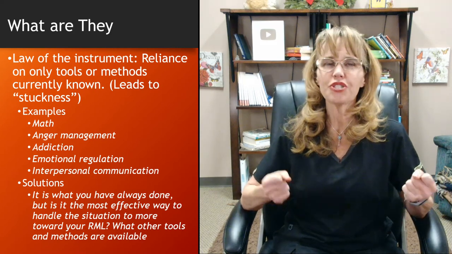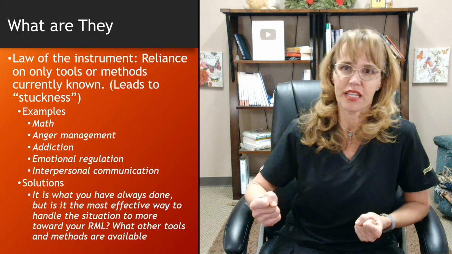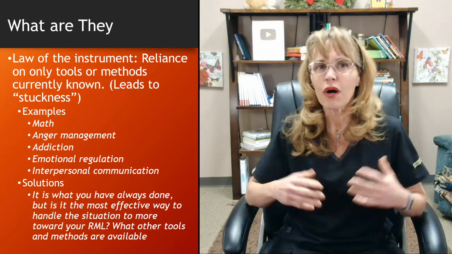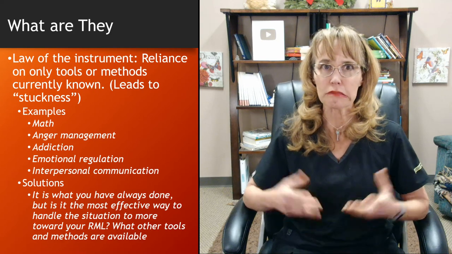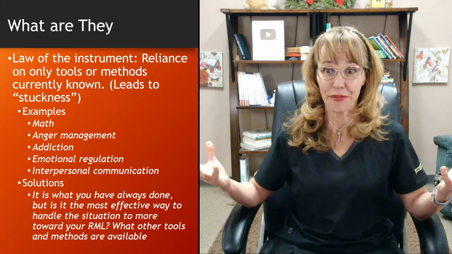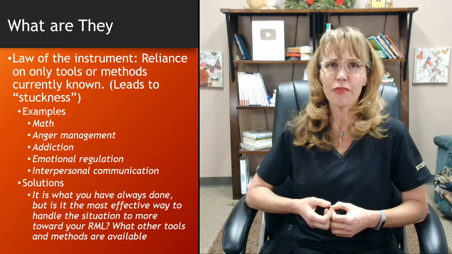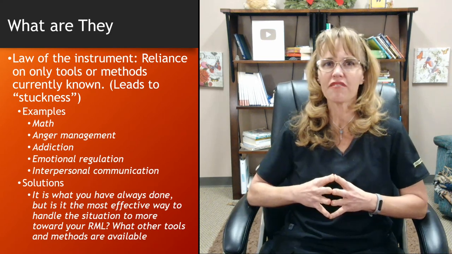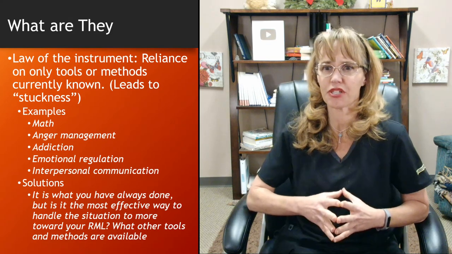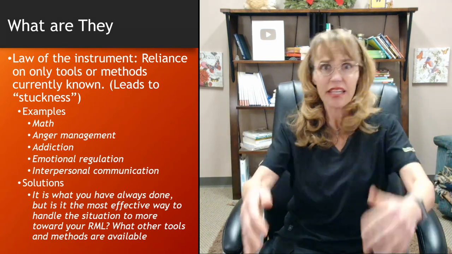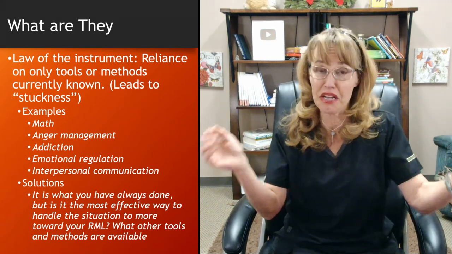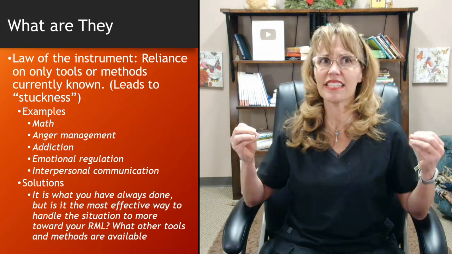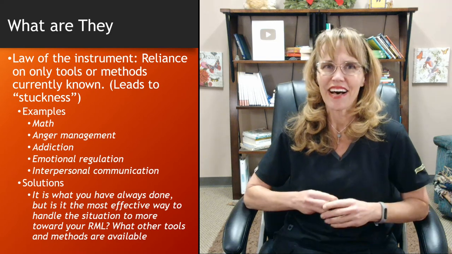Anger management and addiction are two other examples. Reliance on only what you know. For addiction, if you know 12 steps is the way to go, well, what if 12 steps doesn't work? Then what do you do? For anger management, cognitive behavioral therapy. What if cognitive behavioral therapy doesn't seem to work for this person? Do you just keep applying it and thinking, hey, if I apply it enough, maybe it'll work? No, that is a fallacy.